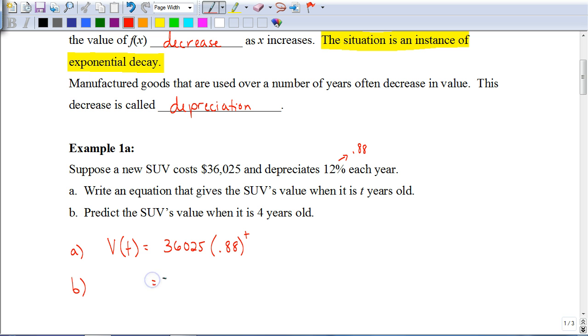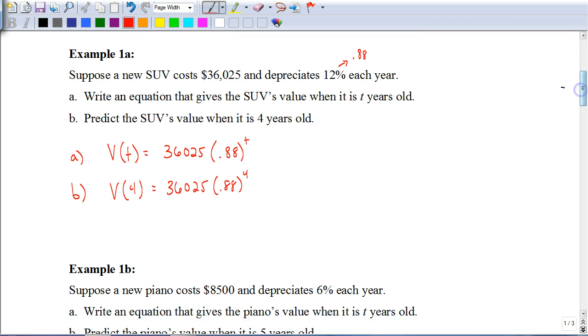Now it says, predict the SUV's value when it is 4 years old. For that, you're just going to replace t with 4. So it would be 36,025 times 0.88 to the 4th power. And this is something you do on your calculator. When you do this on your calculator, you end up getting a value of $21,604.03. So after 4 years, you've already lost almost $15,000.